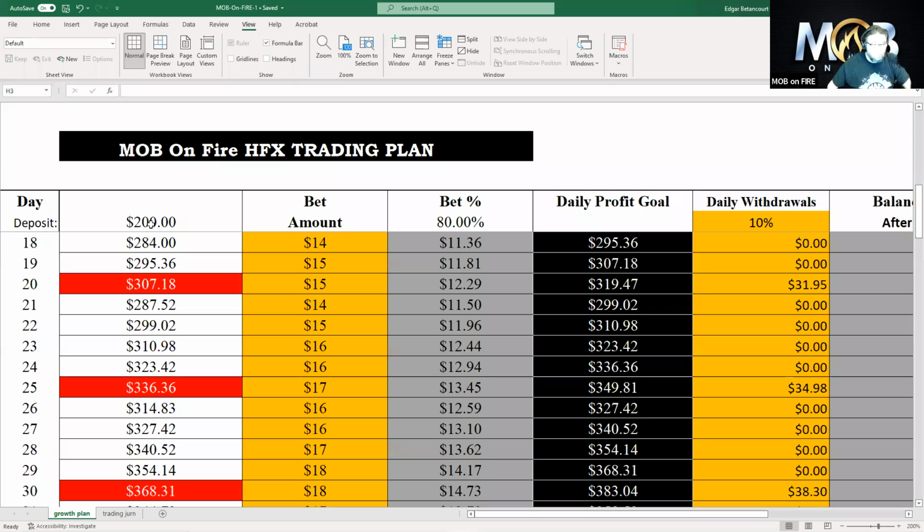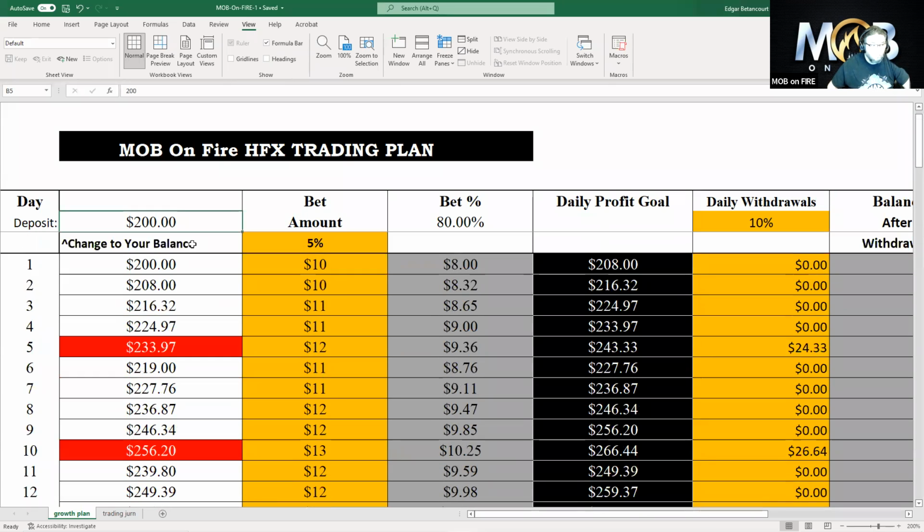So we're going to start with $200. We're going to make our first trade. It's going to be $10. Then that's going to go ahead and win me $8. So now I have $208 to work with. At $208, I'm going to stay with a $10 trade. I'm going to make $8.32, because now I have $208 to work with.